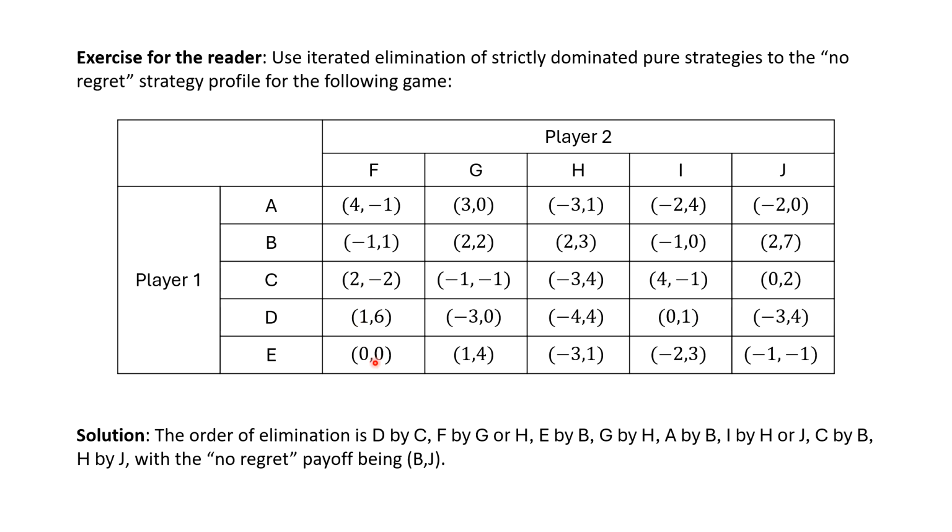Then you can just cross this out if you're doing this on paper. And next you can eliminate F by either G or H. And then you eliminate E by B. Again, you're crossing out rows and columns as you go along. Then you eliminate G by H, A by B, and so on. And eventually you get the solution B,J27. So that's the no regret solution.